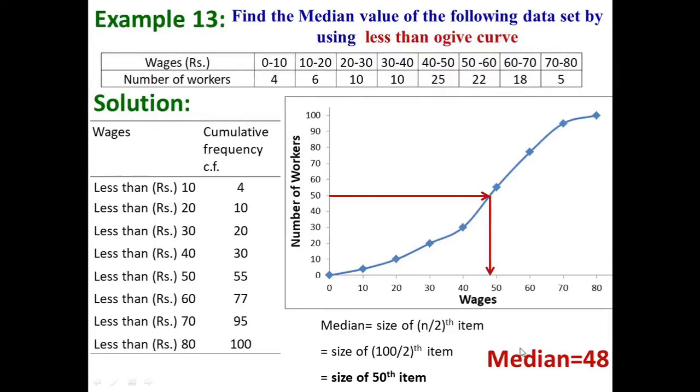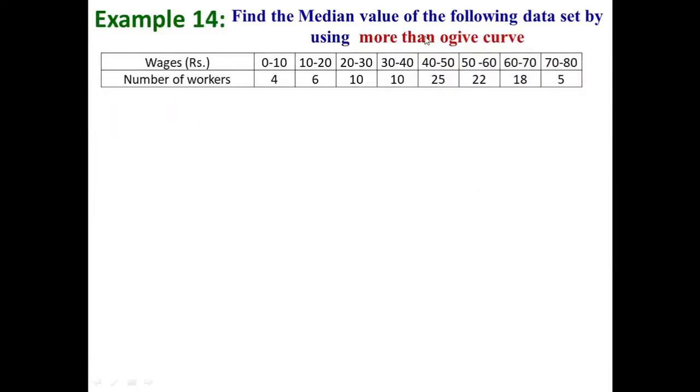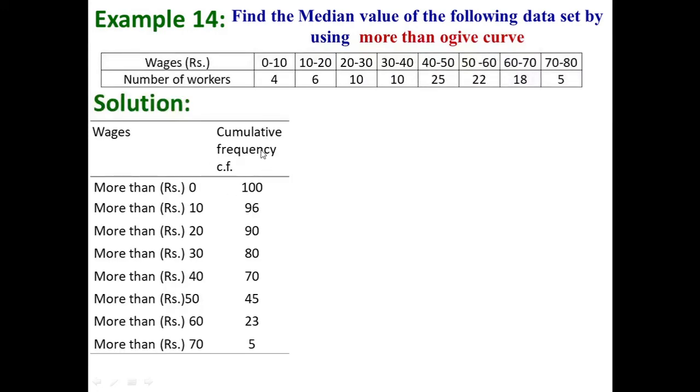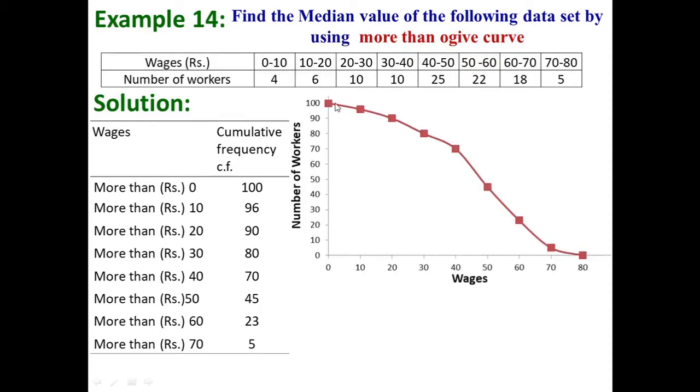Now we will use the same example to find the median value with the help of more than ogive curve. For this example, we have to make a cumulative frequency table, but this time we will make a more than cumulative frequency table. And based on this data, we can also plot a graph which will look something like this.